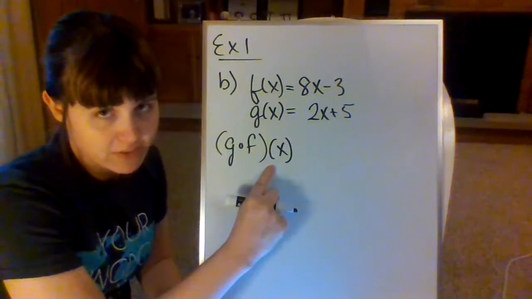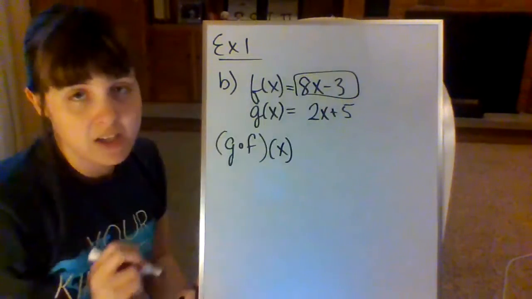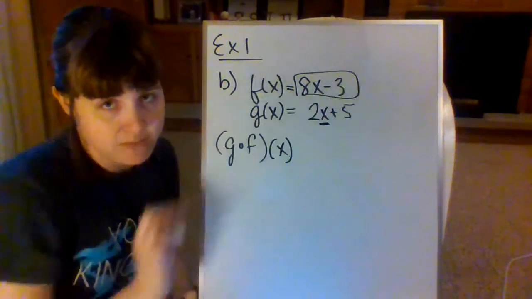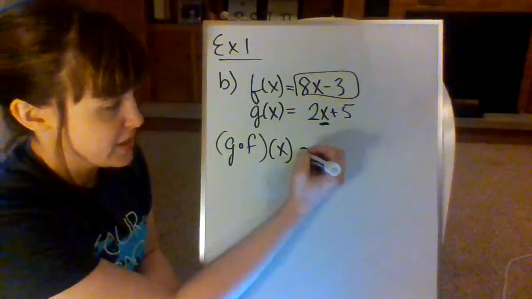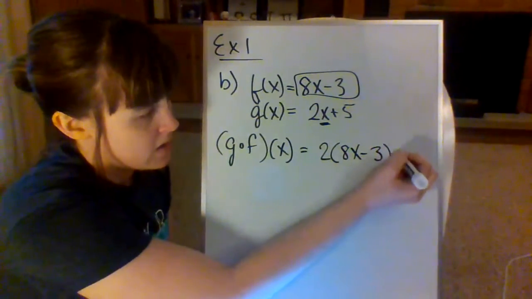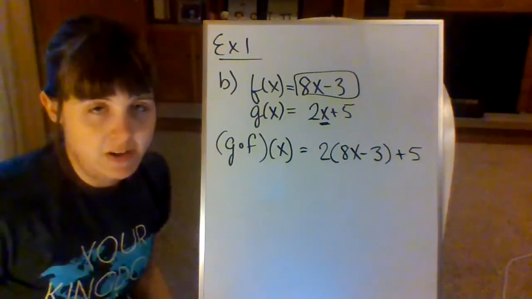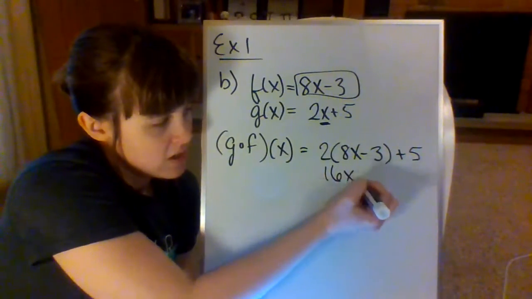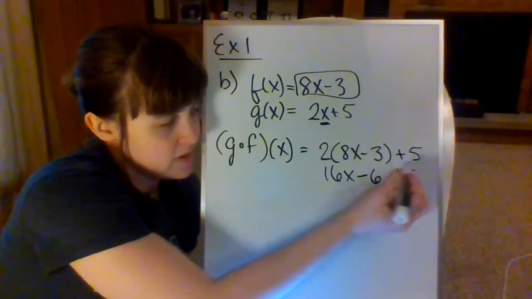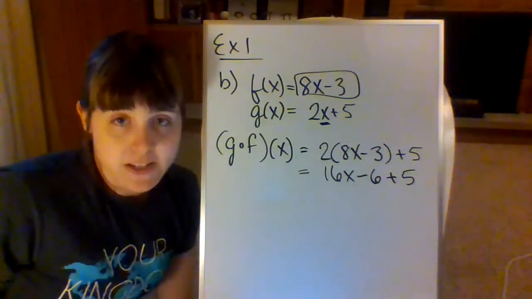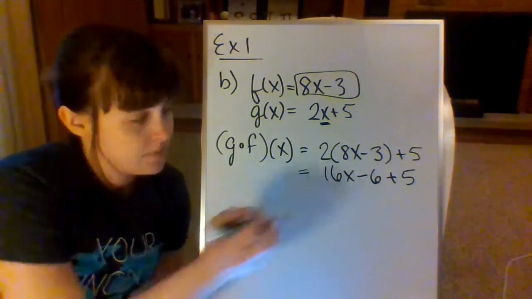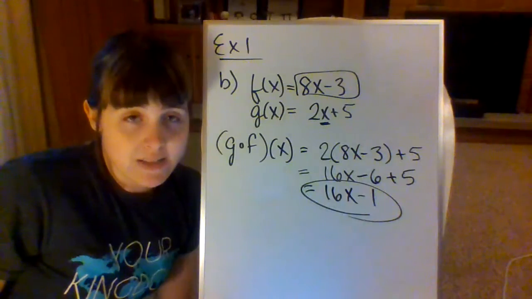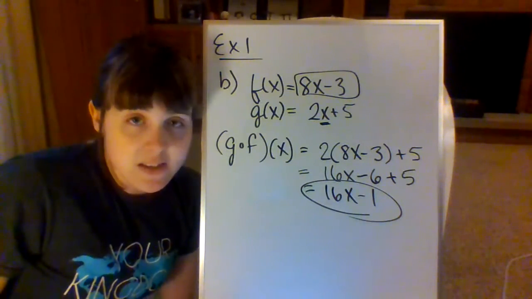So we're going to take the f of x function, which is 8x minus 3, and replace x in the g of x function with 8x minus 3. It's going to look like this. Again we're going to use the distributive property, and we get 16x minus 6 plus 5. That simplifies to 16x minus 1. And that's it. That's not too bad.